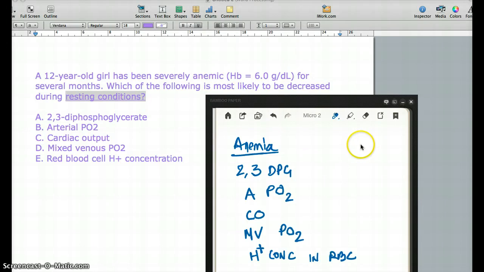This question deals with a 12-year-old girl who has been severely anemic. Her hemoglobin is 6 grams per deciliter for several months. Which of the following is most likely to be decreased during resting conditions?